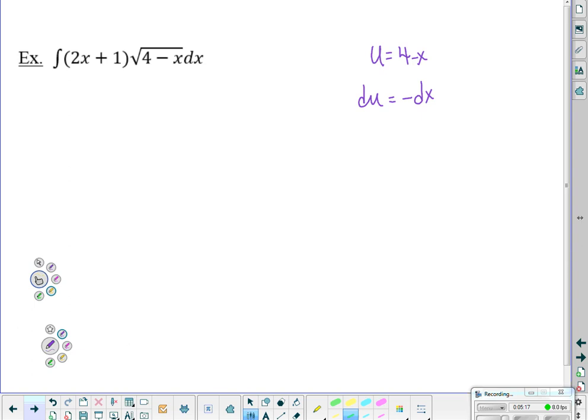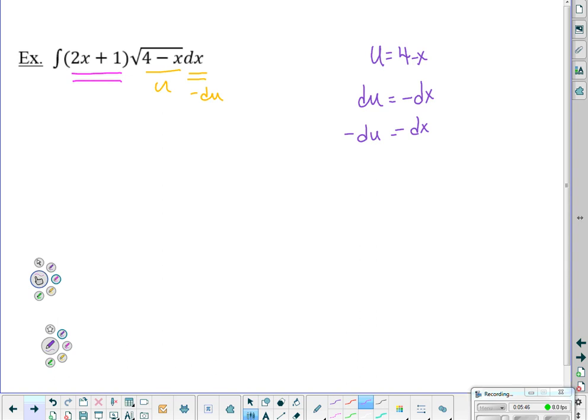Do I need negative dx? Well, I've got just a dx, and so let's multiply both sides by a negative, giving us negative du as a replacement for that dx. I've got this taken care of. That's simply our u. We know this is a negative du replacing dx. What I fail to have here is something that's going to replace the 2x plus 1.